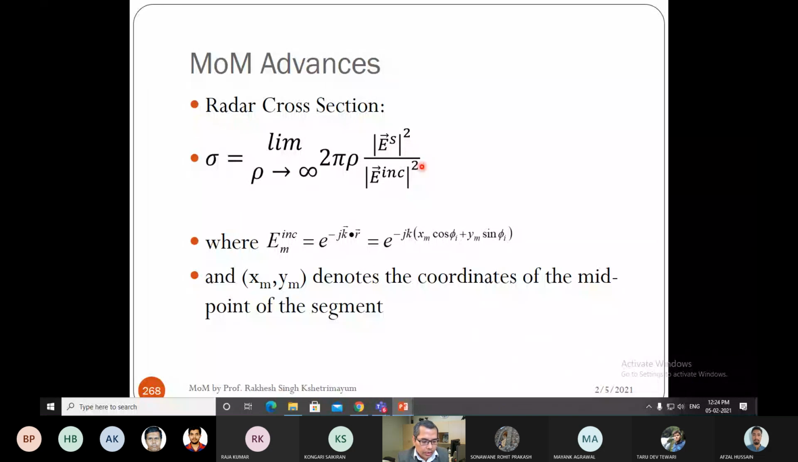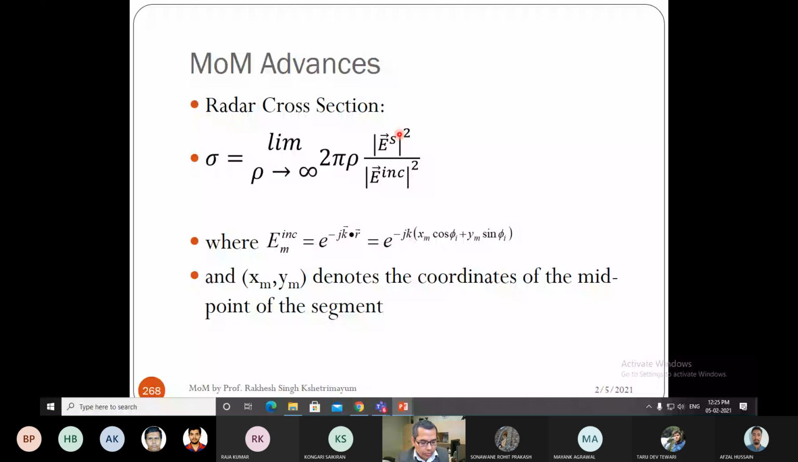Incident electric field, we have this expression. This is the expression of plane waves in the far field of the source. We have calculated the scattered electric field from the MoM technique we have just mentioned before. But here you have a rho, and we are taking the limit rho tends to infinity. You might be under the impression that this function will become infinite. That is not true. What was the expression for the scattered electric field? It's a cylindrical wave, so you have a line source as the axis of the cylinder.